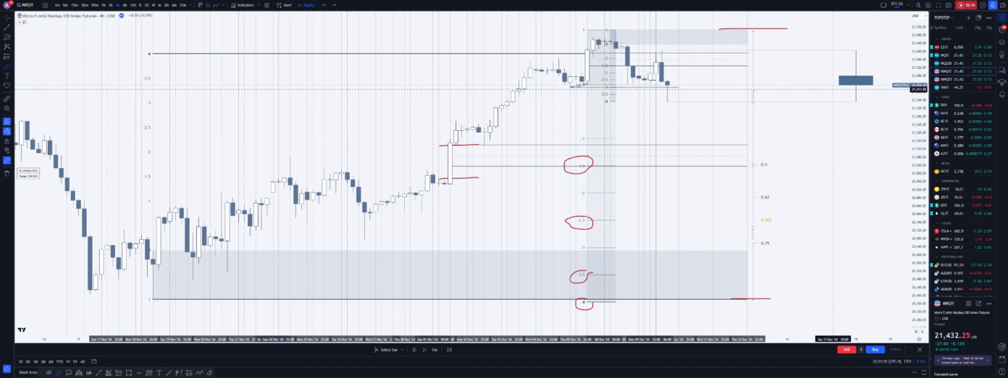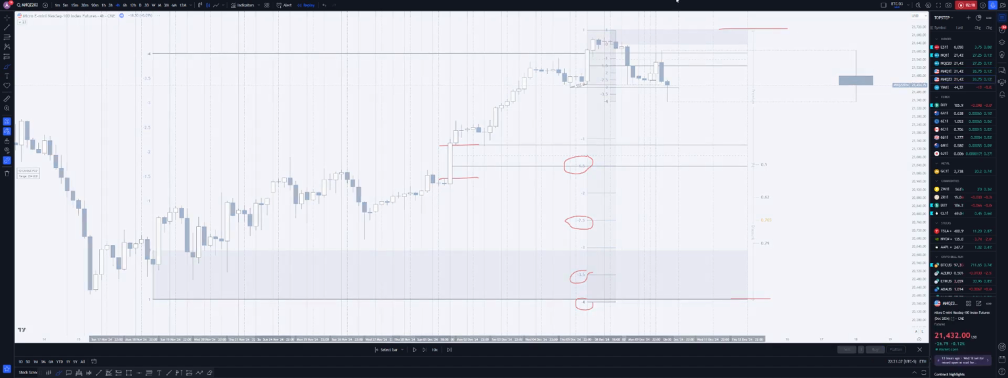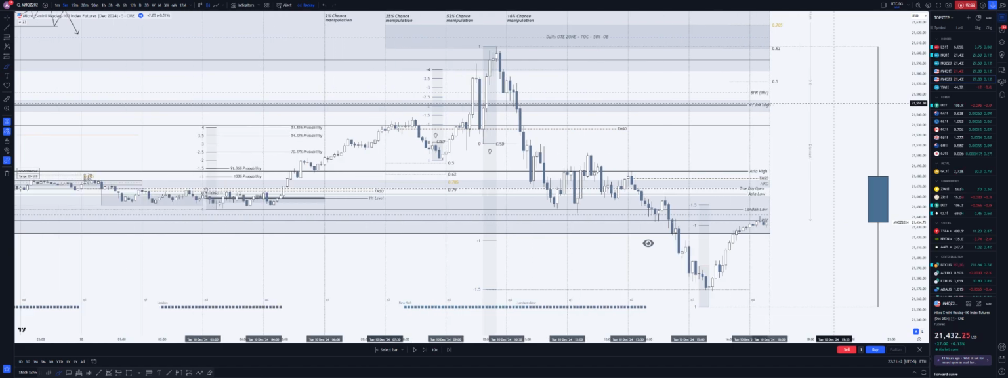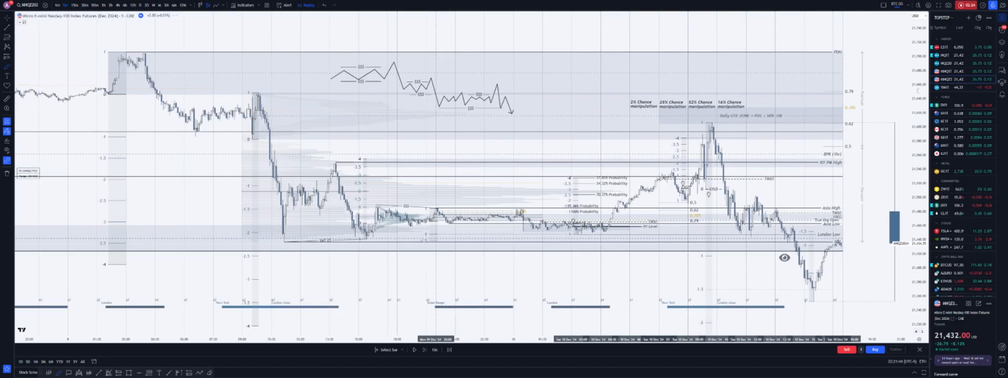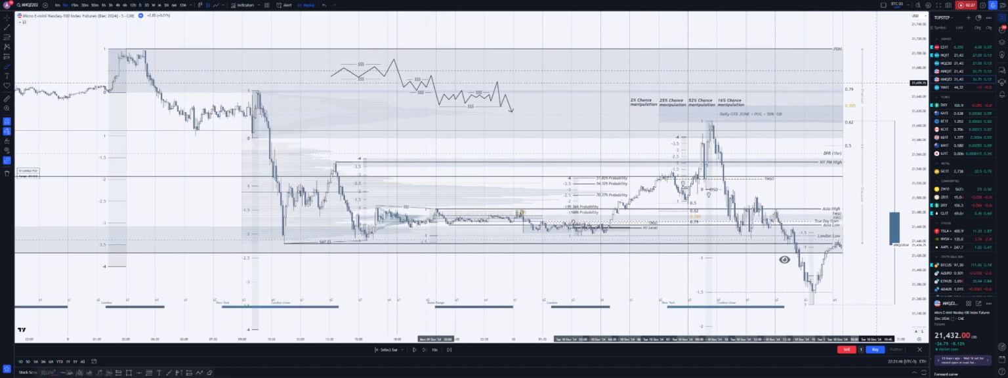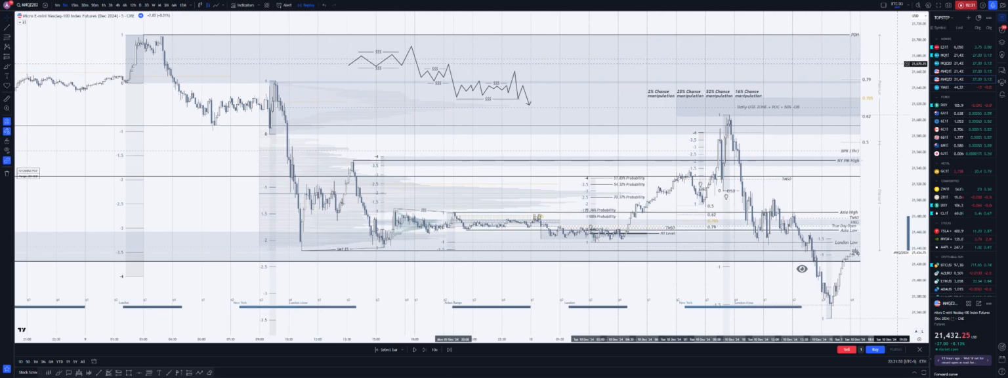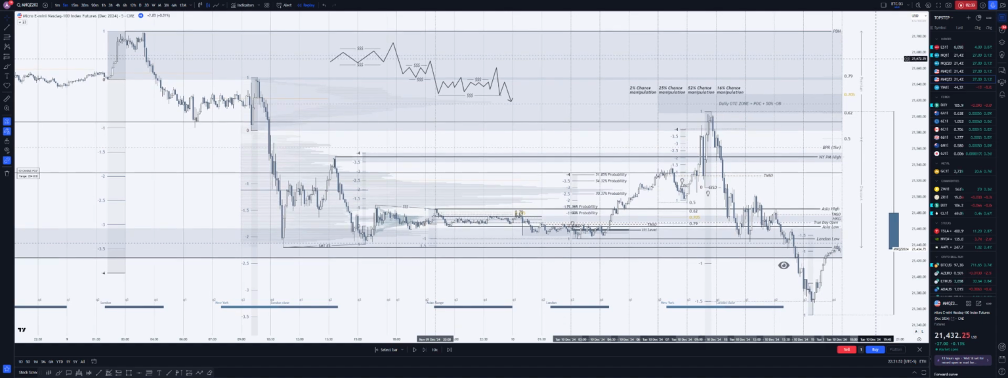Let's dive into the 5 minute. We always begin our day with marking out our previous day high and previous day low. Previous day low is covered up a little bit here. That's it there. And our previous day high.